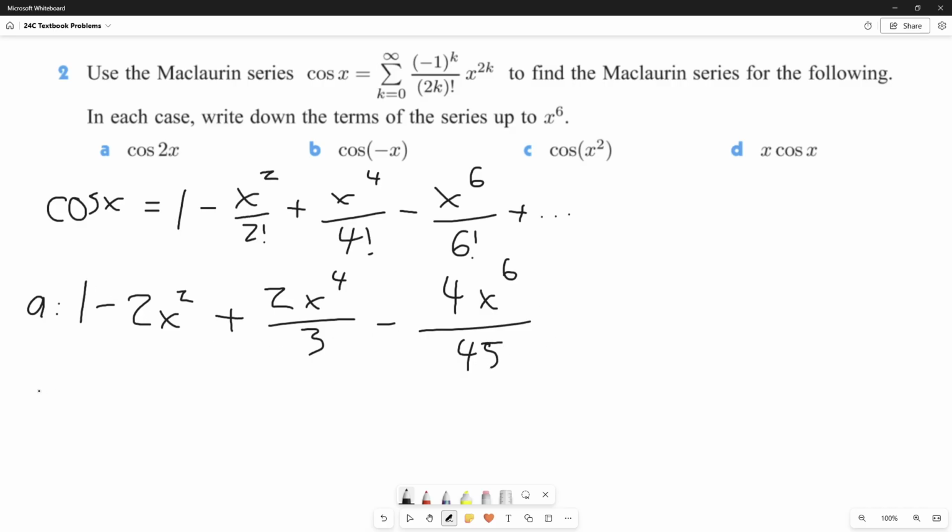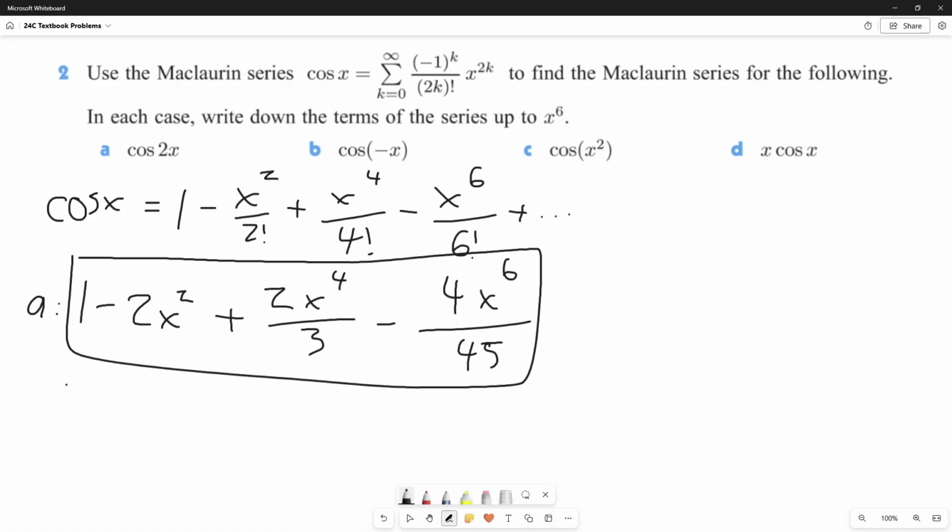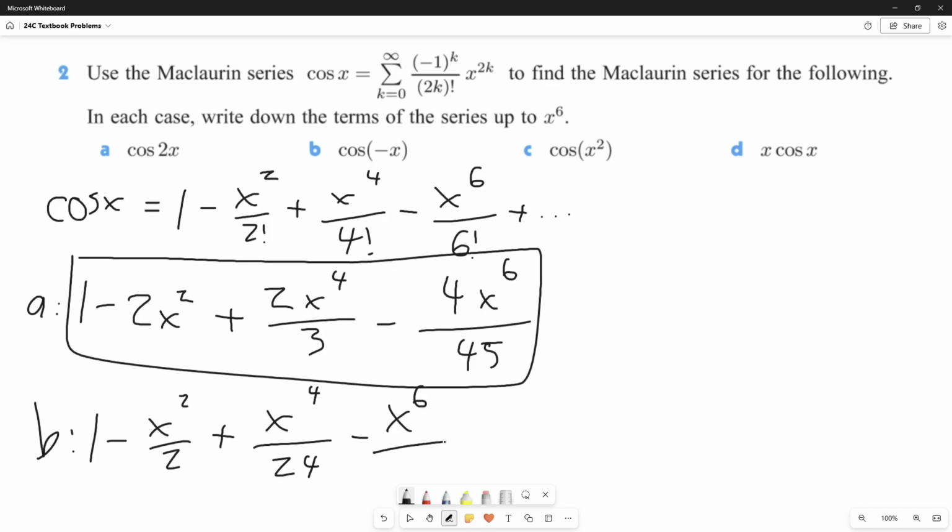And yeah, those are your terms for part A. And for part B, you replace x with negative x. So 1 minus x squared over 2. This term is going to stay the same because negative x squared is the same, plus x to the 4th over 24. This term is going to stay the same as well, minus x to the 6th over 720. So all the terms stay the same. So those are your answers for part A and B.